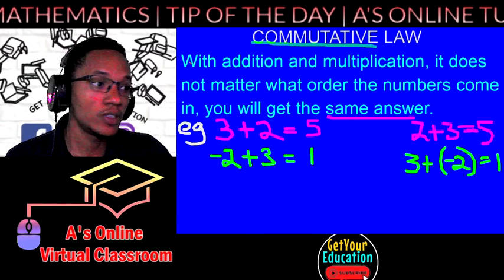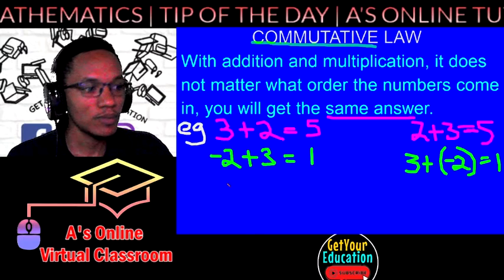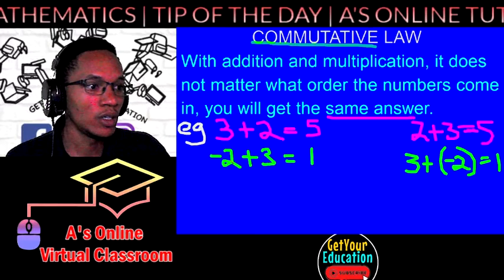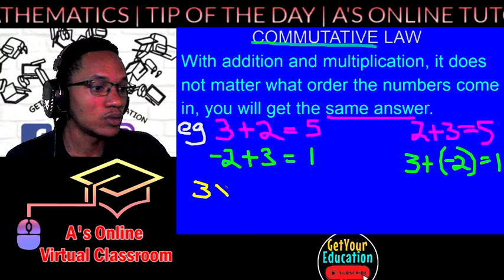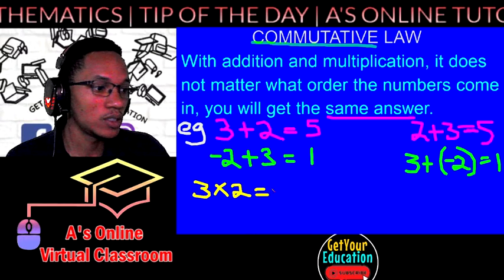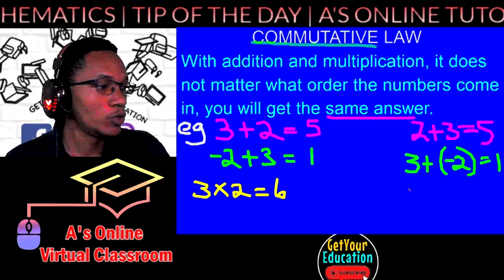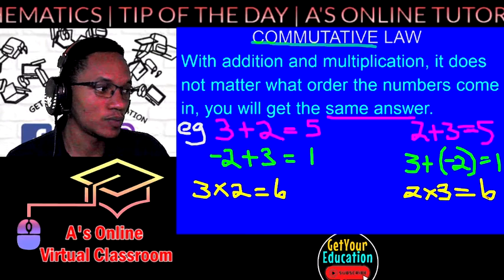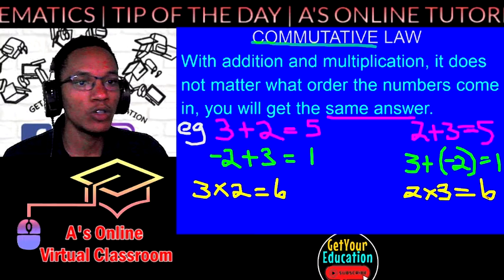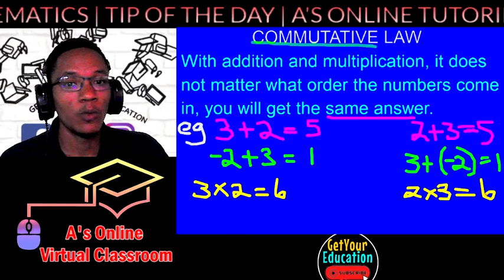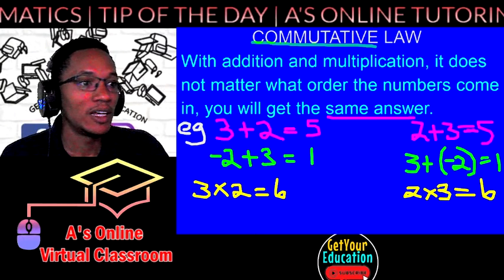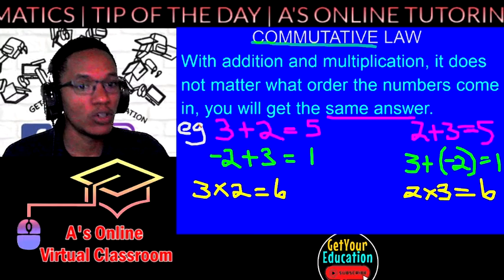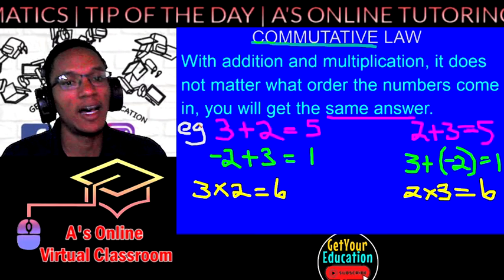And it works for multiplication as well. So you could just look at that quickly. If we do 3 times 2, you get 6. Or if we do 2 times 3, you still get 6. So this is what the commutative law allows us to do. And why would we do it? Sometimes when you change the numbers around, it becomes a lot easier to add.